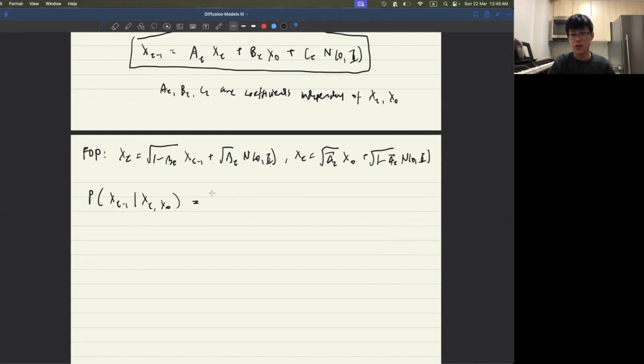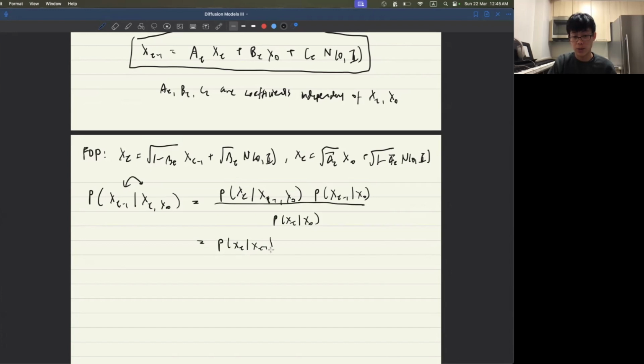We can do a bit of Bayes rule over here because we really don't want this xt to be something that we condition on, right? We want to condition things such that the things that we condition on are the states that are earlier in the process. So this is equal to p. We want to swap these two terms. So this is equal to p(xt given xt minus 1, x0) p(xt minus 1 given x0) over p(xt given x0). But by the Markov property, p(xt given xt minus 1, x0) should be just equal to p(xt given xt minus 1).